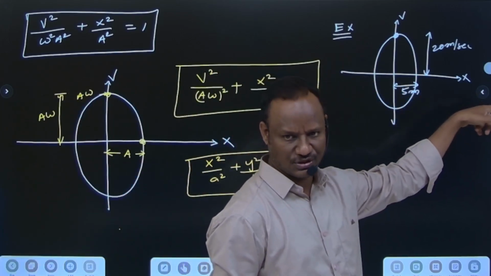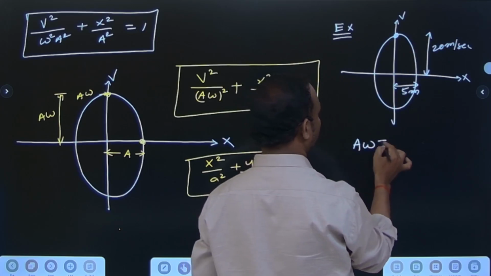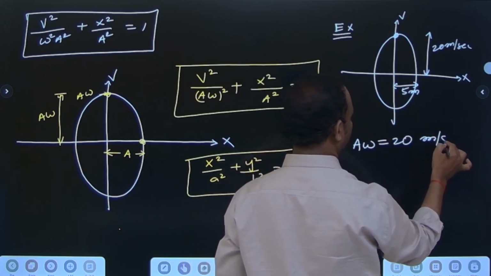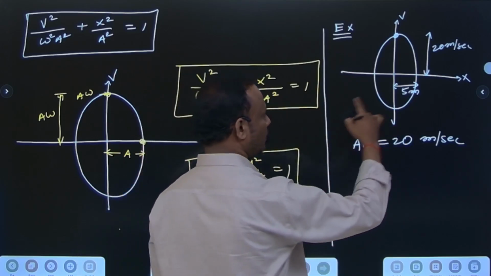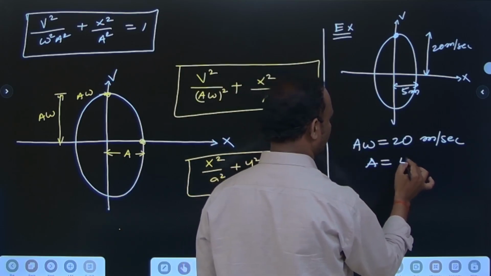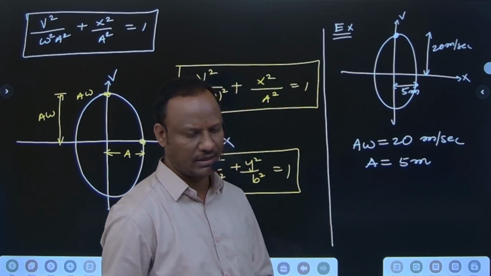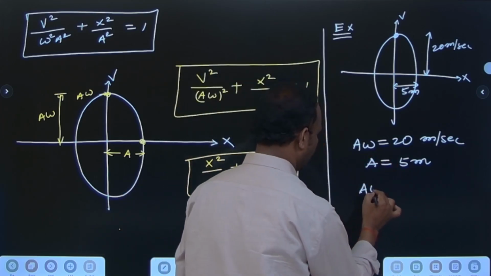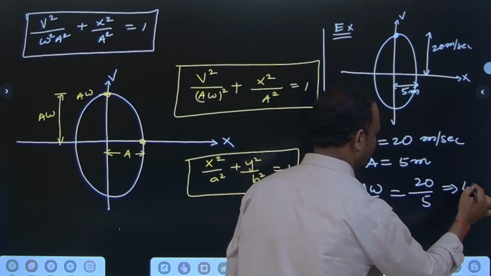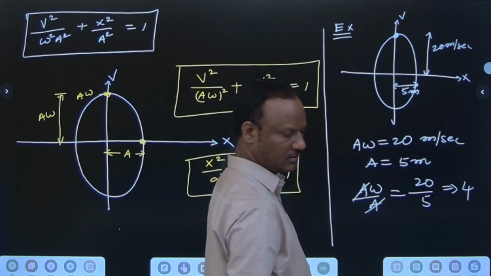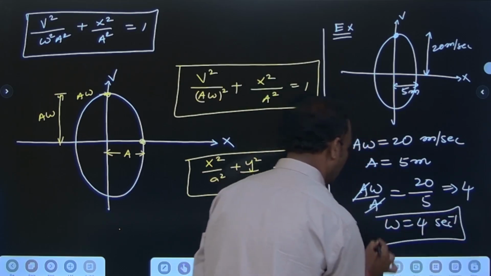Velocity versus position means you should know this value is A omega. A omega is equal to 20 meter per second. Along with the x-axis, A is equal to 5 meter. If he asks us the time period, frequency or omega: omega is A omega by A, which is 20 by 5, equal to 4. A cancels. Omega is equal to 4 second inverse.